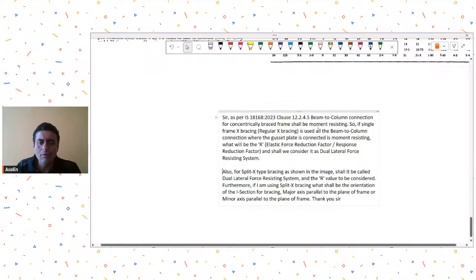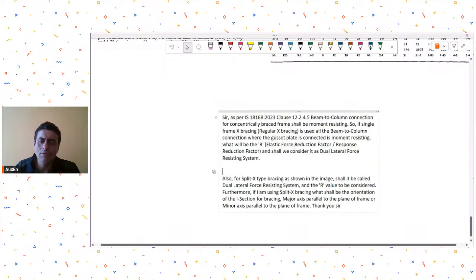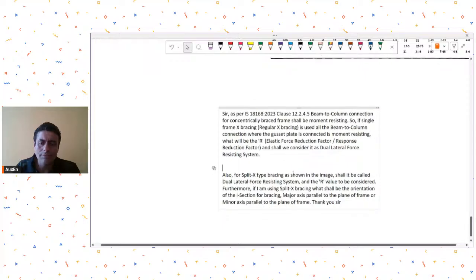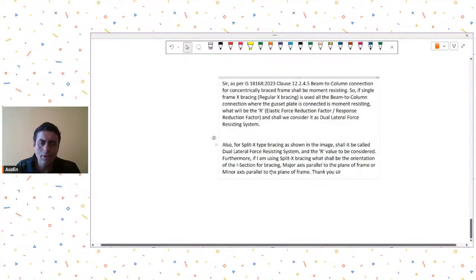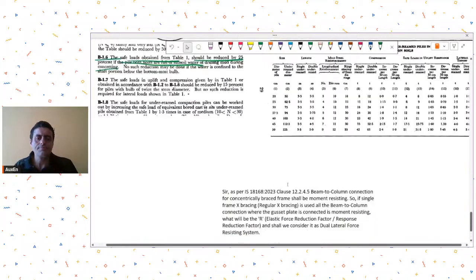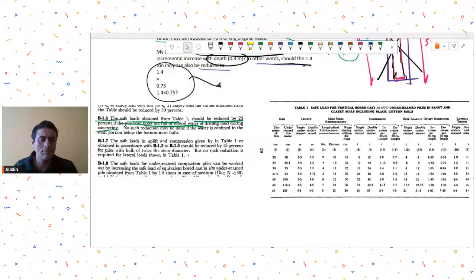No, so I think we have already answered that beam to column connection, even for OC, even for the SCBFs, have to be moment resisting. So the R factor has to be the same as SCBFs. No need. It's not a dual system. It still remains an SCBF. So the R factor shall be as per the SCBFs itself. And for the split X type bracings, as we have seen in the earlier image, it will again not be called a dual system. It will still be called as an SCBF, but you still have to do the beam to column connection as a moment connection.